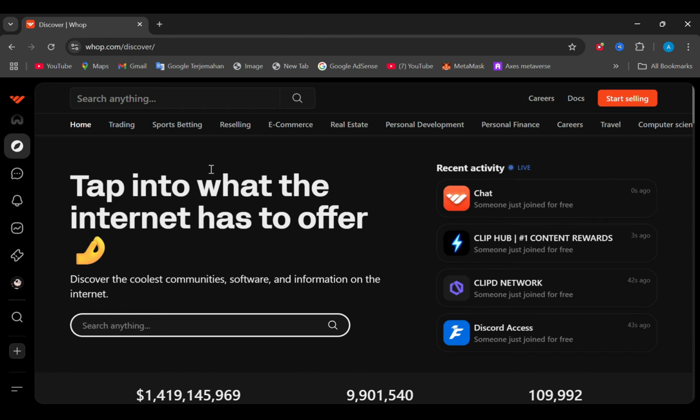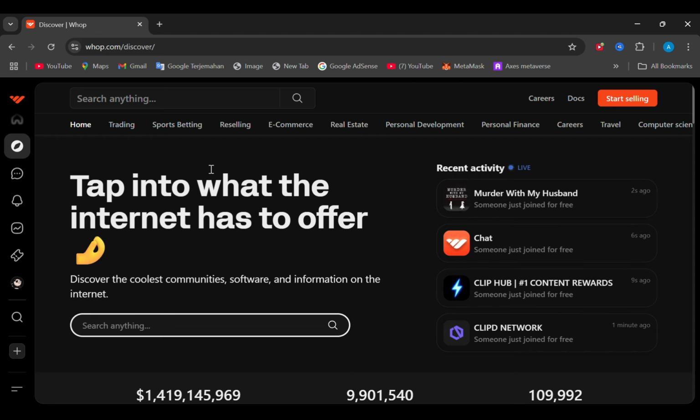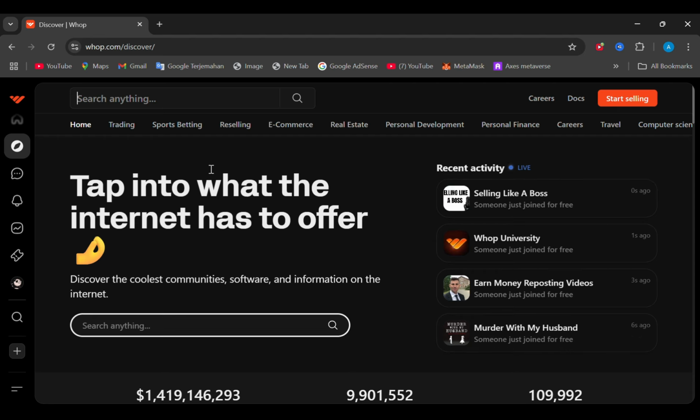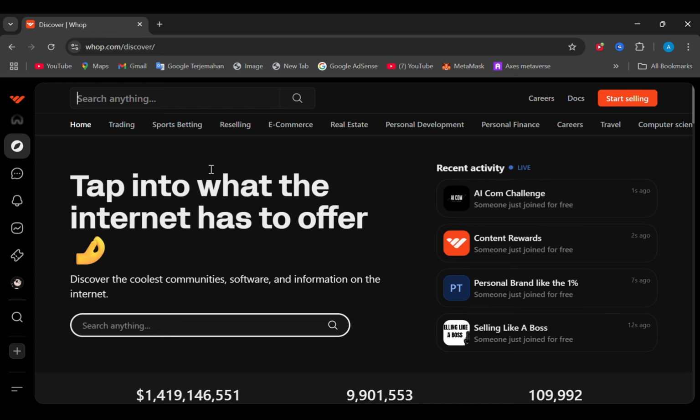And the third way, you can also become a Whop partner. This means you refer creators to join Whop, and whenever they make money, either by selling products or through affiliate earnings, you will earn a share too. So it's a powerful way to build passive income just by helping others get started. So, okay, let's dive into the tutorial.